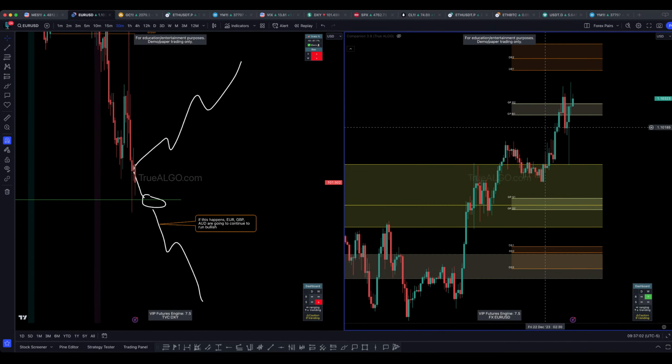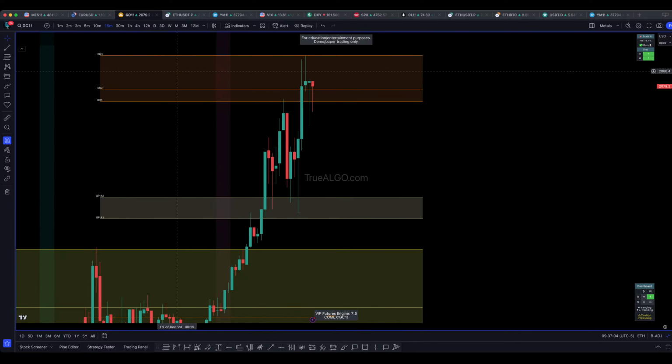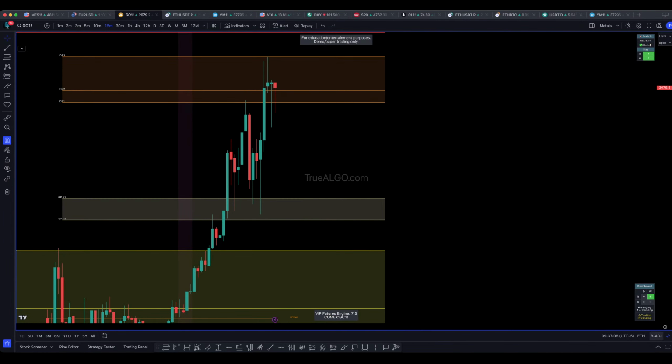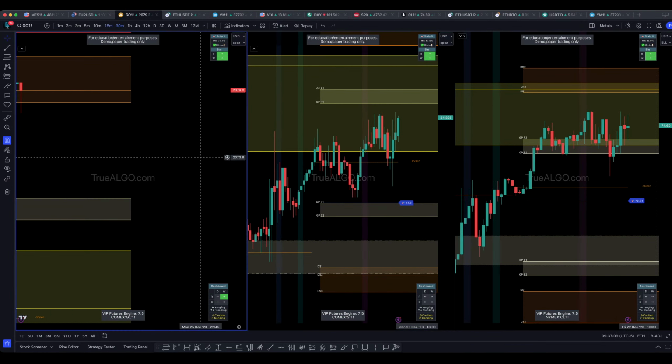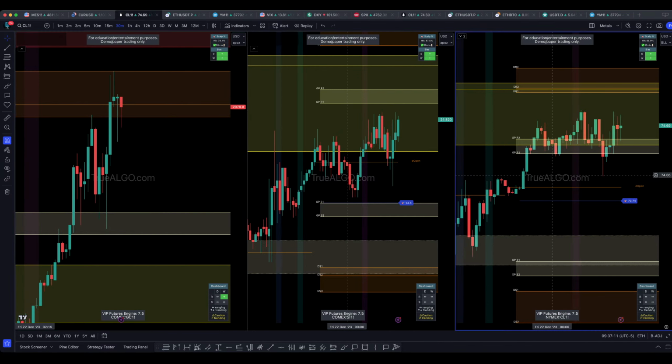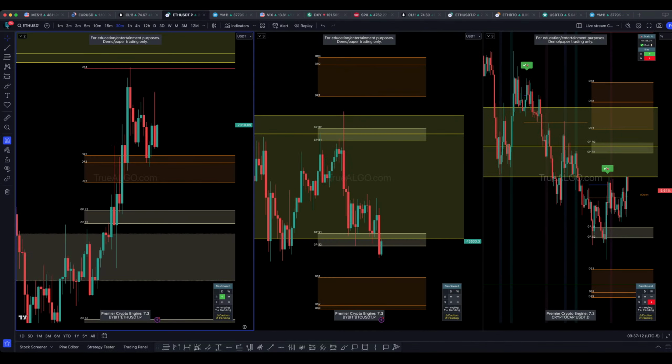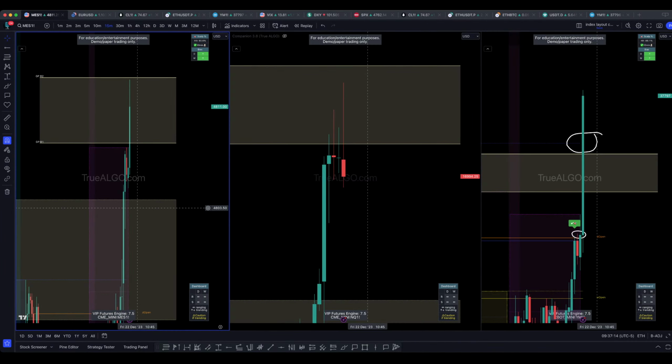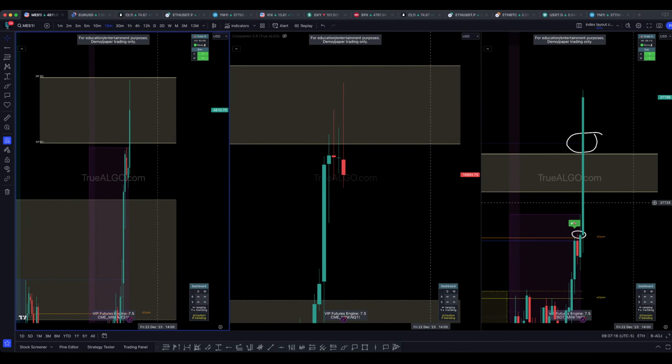Euro is going for it from what I can see. Gold holding. Let me check the silver and oil real quick. Yeah, all the fun right now is on indexes. Crypto folks still holding as well. All about the indexes right now. Everyone else is just chilling on the other assets.